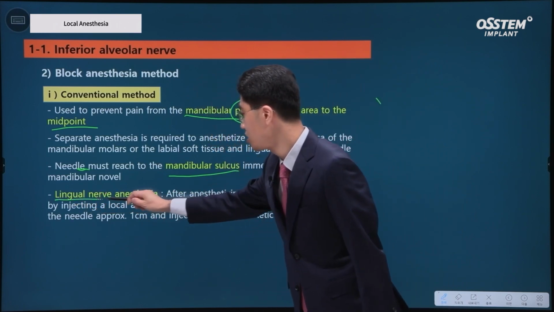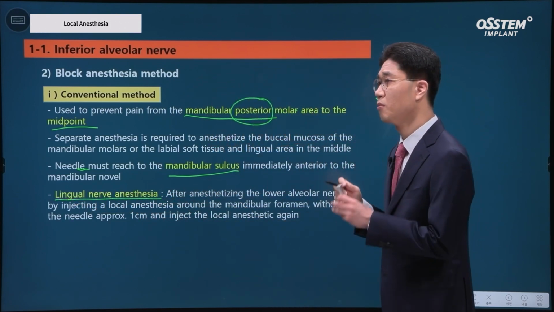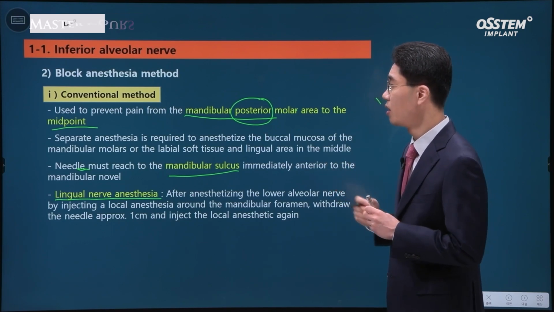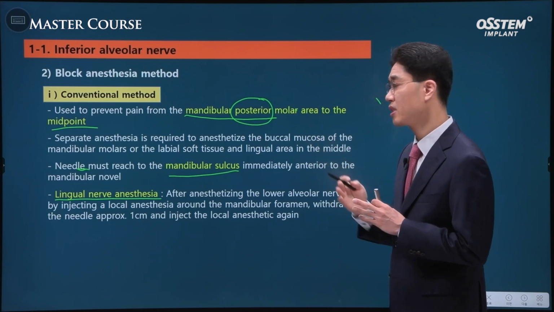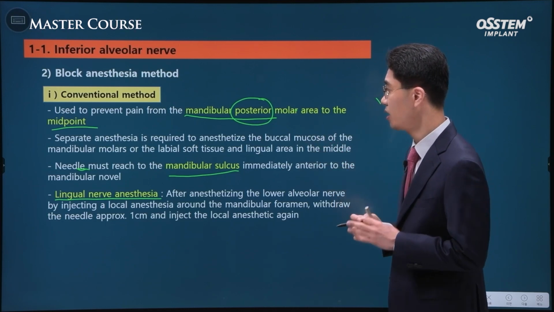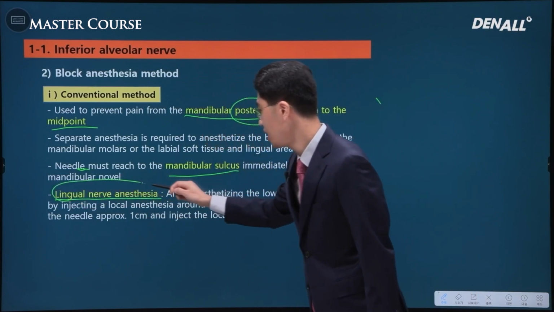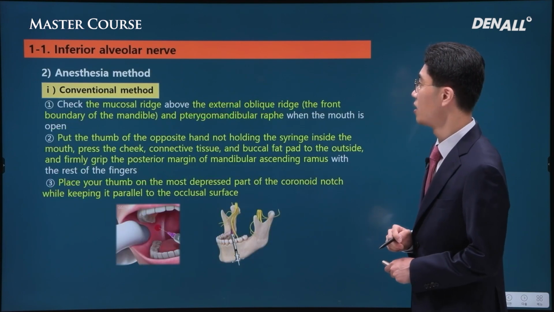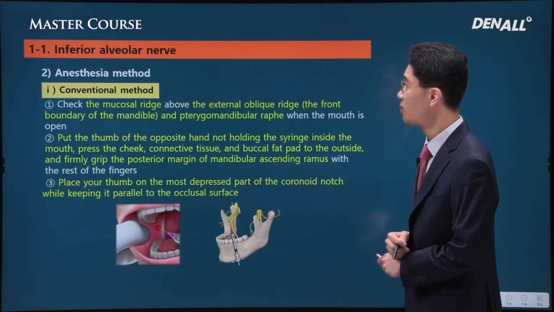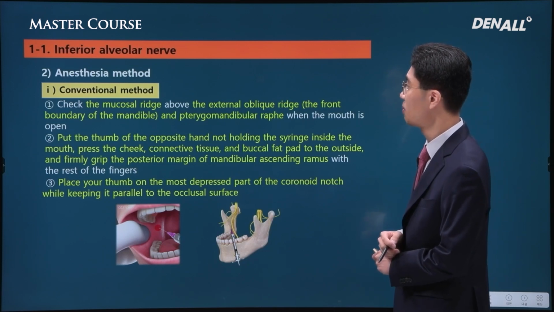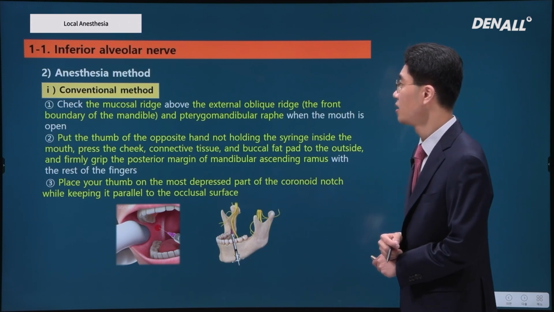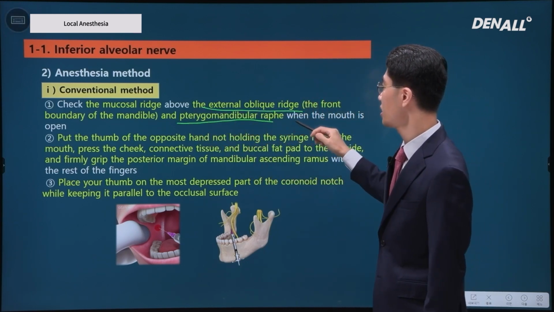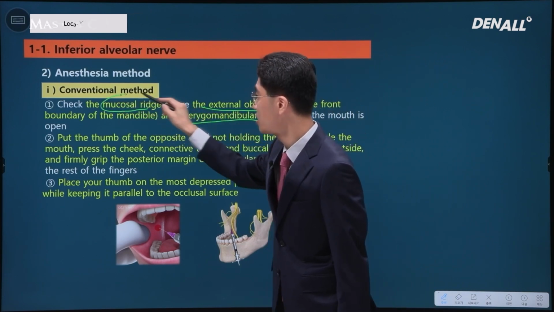As mentioned, in order to do anesthesia on the inferior alveolar nerve, you need to find the mandibular foramen position. And if you do anesthesia, because the lingual nerve runs in a similar position, anesthesia on the lingual nerve can be done at the same time. The conventional block infiltration method was looked at. The mucosal ridge, which is above the external oblique ridge and pterygomandibular raphe, needs to be checked.